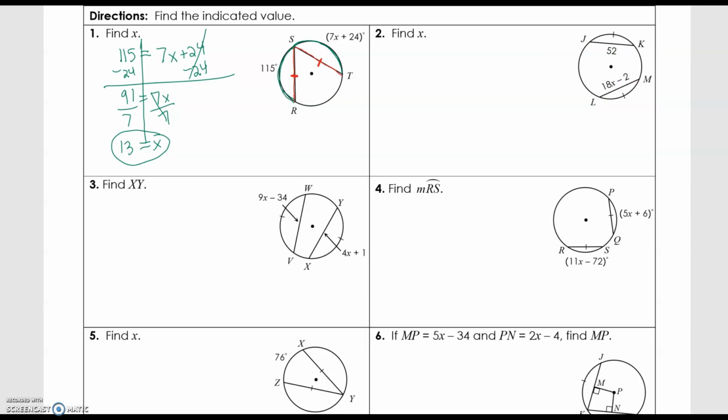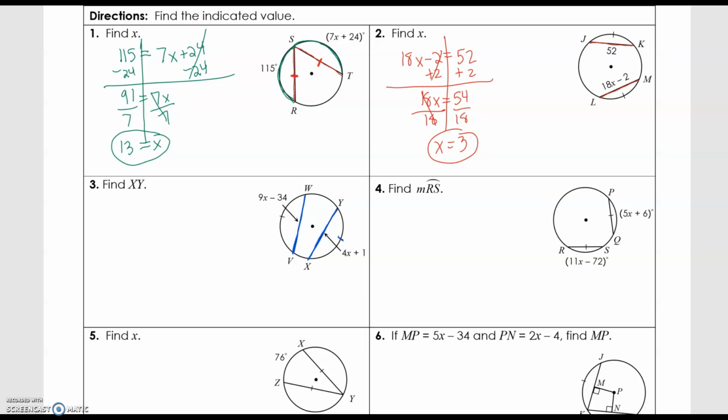Okay, so let's approach another one. Matter of fact, I think number 2 you can handle, so I'm going to pause and let you try. Okay, so in that case, same thing. The chords are congruent, or the arcs are congruent, which means the chords are congruent. So now let's try number 3. It's a little bit different, but same process. It says find XY. So XY is this chord.